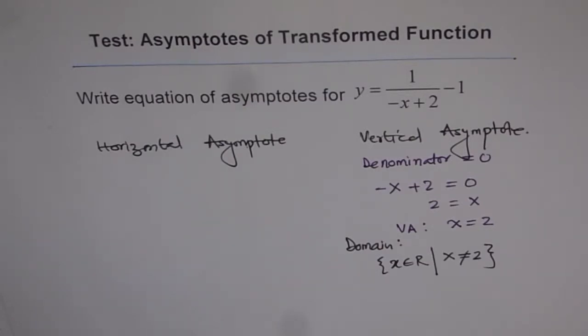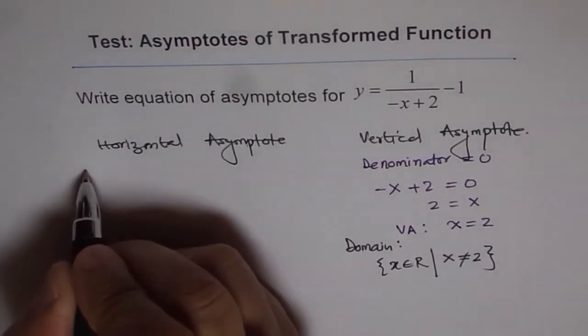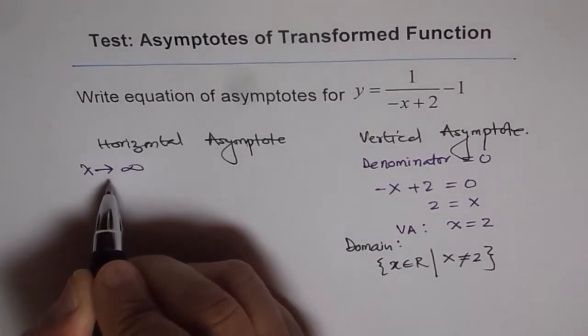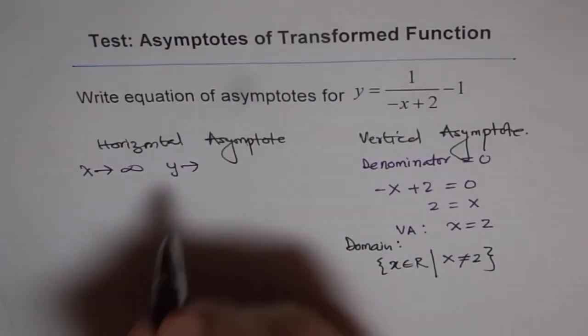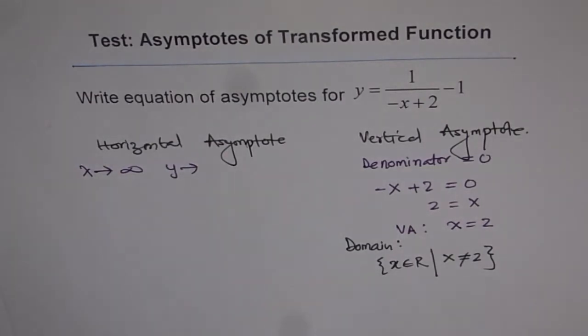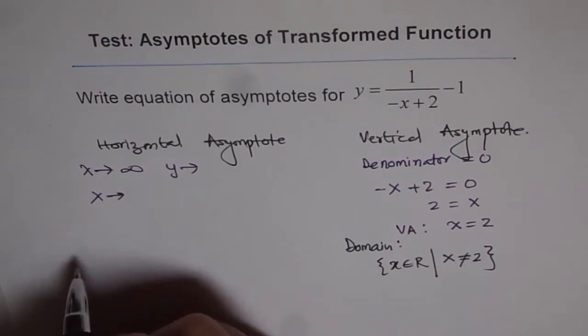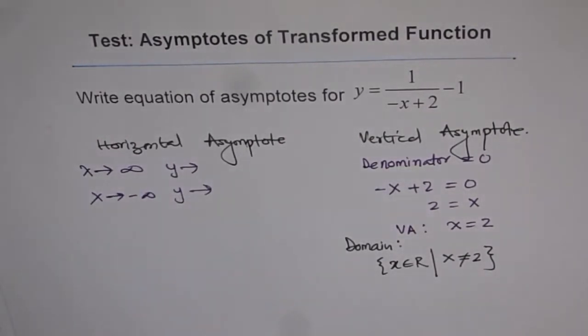Now to find the horizontal asymptote, what are we trying to say? We are trying to say that when x approaches a very large number, we call that large number infinity, then what happens? Does the y value approach a value? That is what we're trying to figure out. You could approach a large number in both directions, that means minus infinity also. In that case, what does y approach? This is what we're trying to figure out.